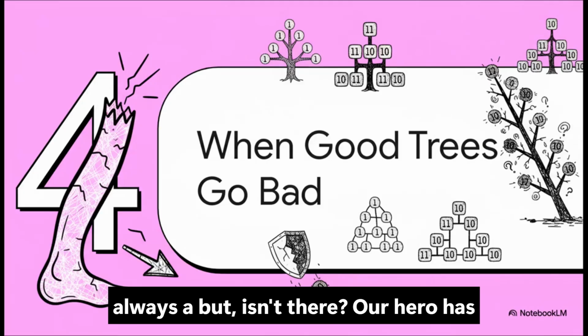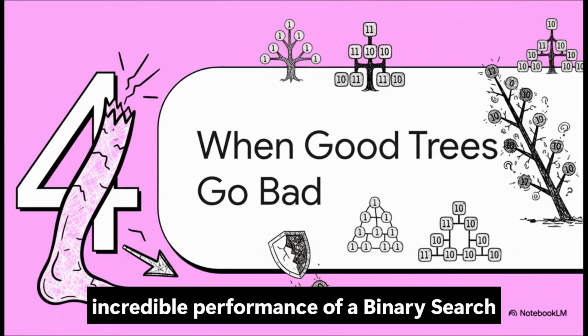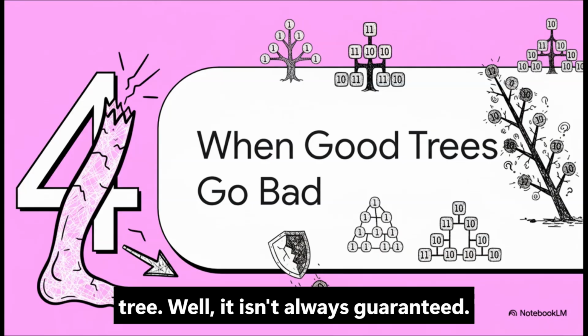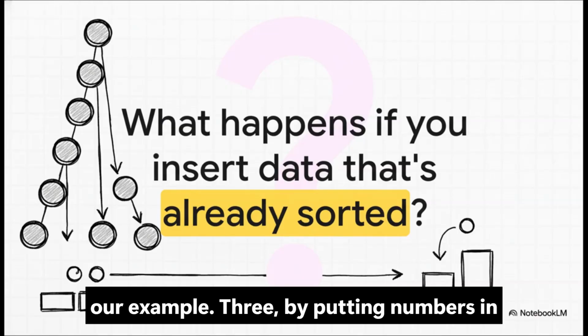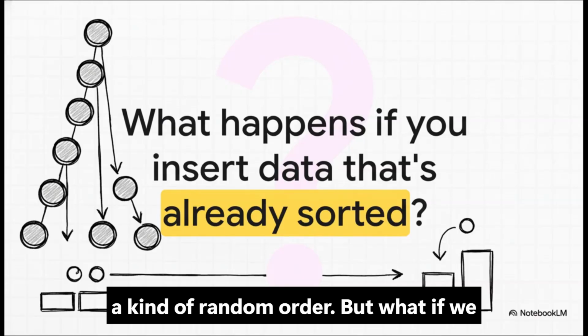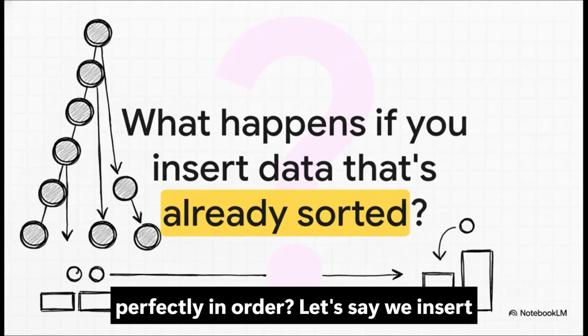But there's always a but, isn't there? Our hero has a weakness, a kind of Achilles heel. This incredible performance of a binary search tree, well, it isn't always guaranteed. Think about it for a second. We built our example tree by putting numbers in a kind of random order. But what if we don't? What happens if we insert them perfectly in order?